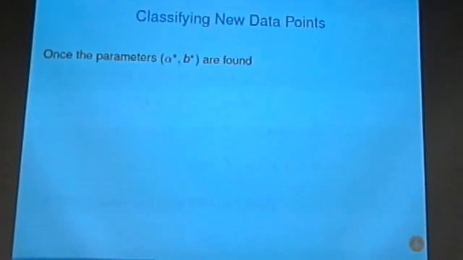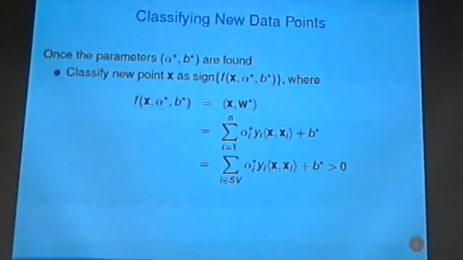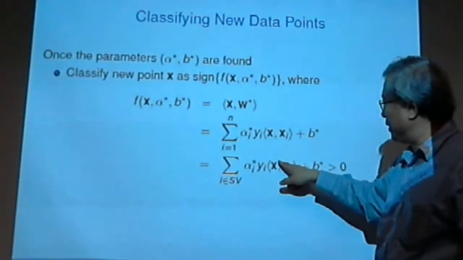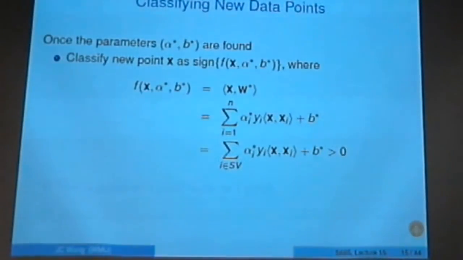Once you get this alpha star, actually that's a solution, right? You get alpha star and b star. Okay, you basically classify the new point x as the sign of this. If positive, then you assign class +1. If negative, you assign class -1. Basically, it's just through the inner products of the feature vectors.